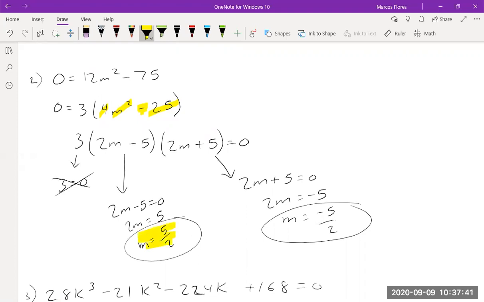I had 2 solutions, 2 roots or 2 zeros, and here I had a degree of 2, meaning they match, so I'm done. Any questions with this example?